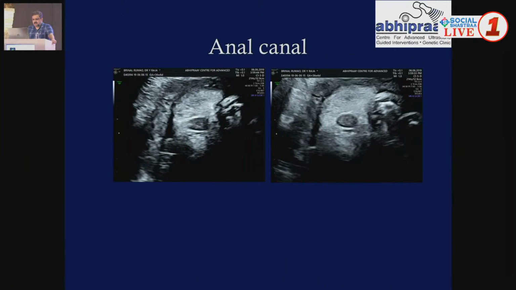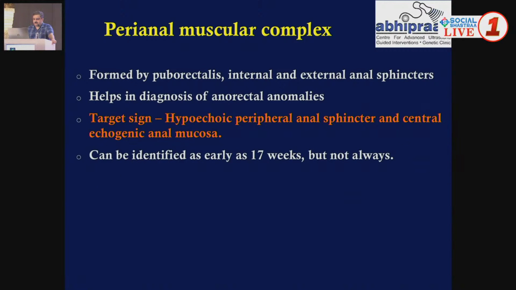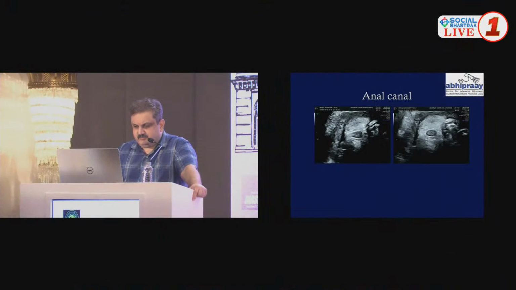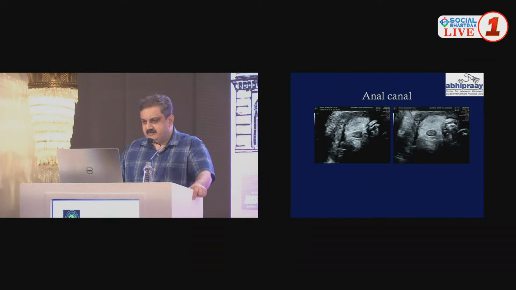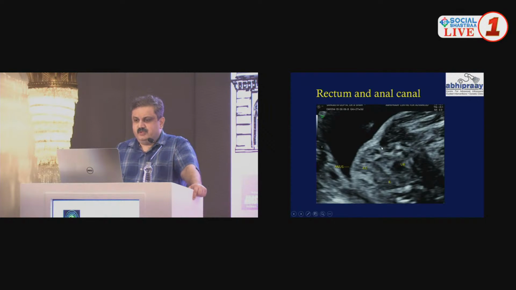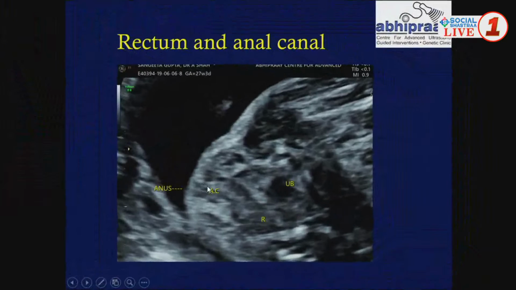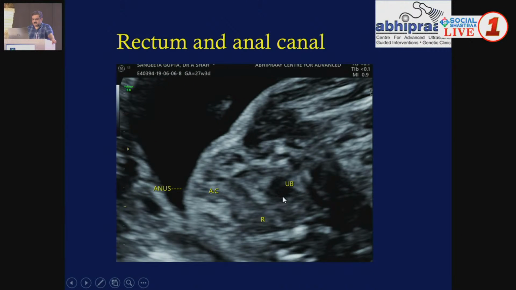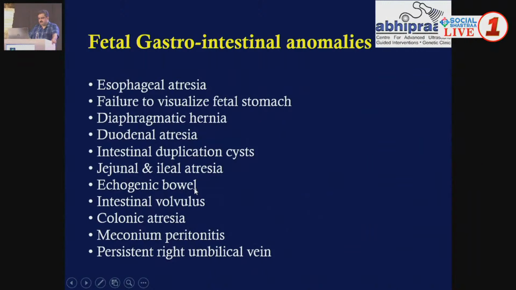So this has to be identified late, though it can be identified at 17 weeks, but not always, you can definitely see it in the late second trimester and always in the third trimester. And that's the same view in the sagittal section where you have the anus and you have the anal canal and the rectum seen behind the urinary bladder in this sagittal view. You see this hypoechoic with debris going right up to the anal canal in a sagittal section.